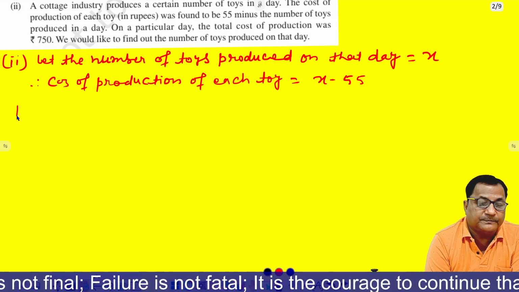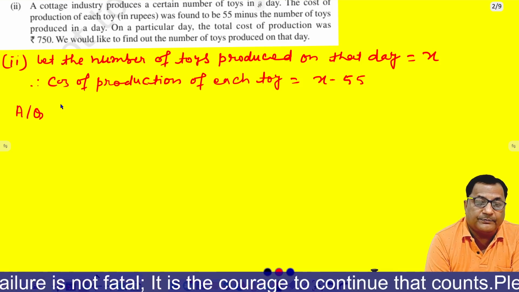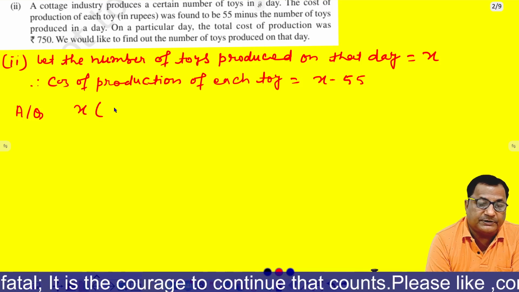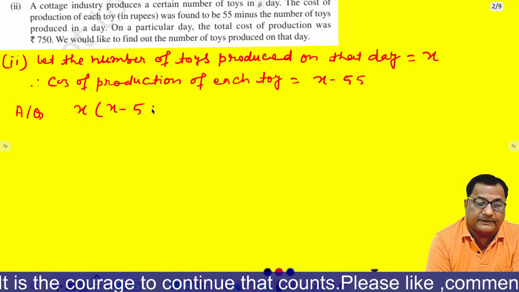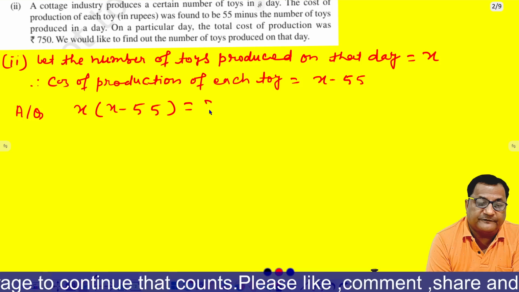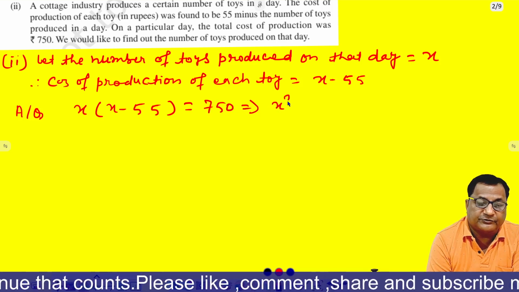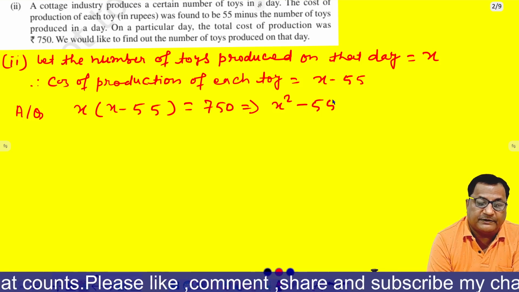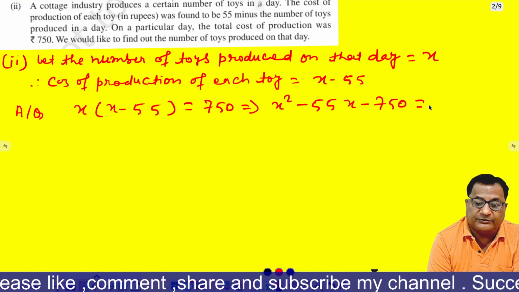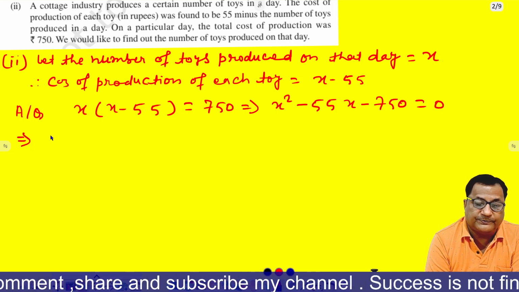According to the question, the total cost is x multiplied by x minus 55 equal to 750, so x square minus 55x minus 750 equal to 0. This is the equation. Now we have to solve this.